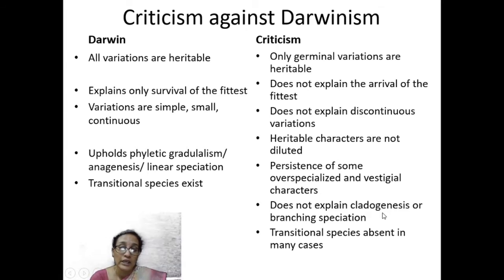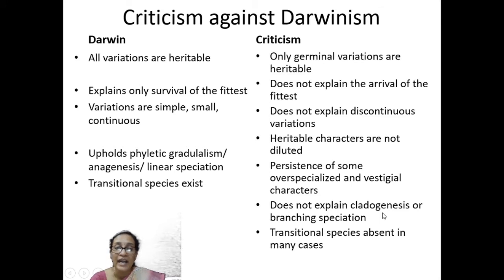Darwin could not explain heritable characters, how they were not diluted when they mingle, when they mate with other organisms which do not have this character, why it does not get diluted. He was also not able to explain the presence of certain vestigial characters. If these characters were not useful, why are they present? He also could not explain cladogenesis or branching speciation.